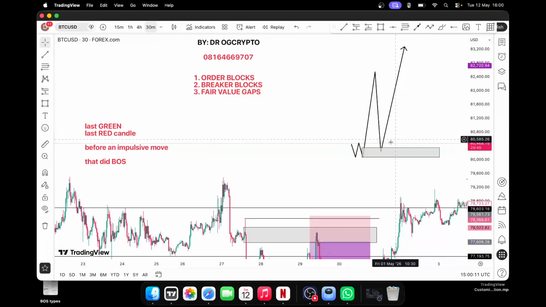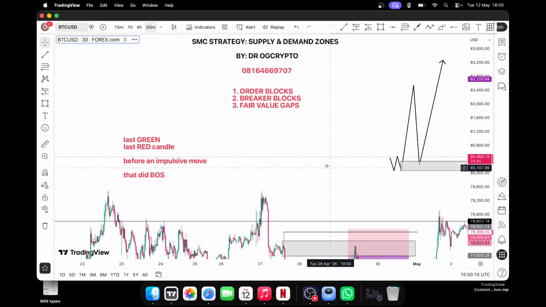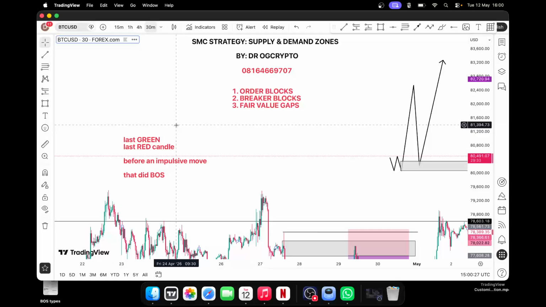But now there are rules to trading order blocks. It's not every red candle or green candle that you see that you'll say, oh yeah, let me take it, this is another block. No, there are features of a tradable order block. It's not every order block that you trade.